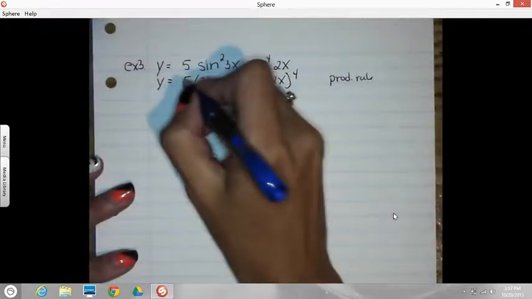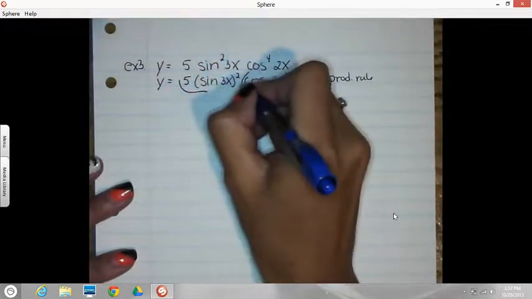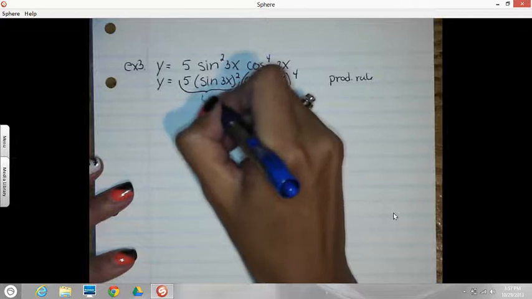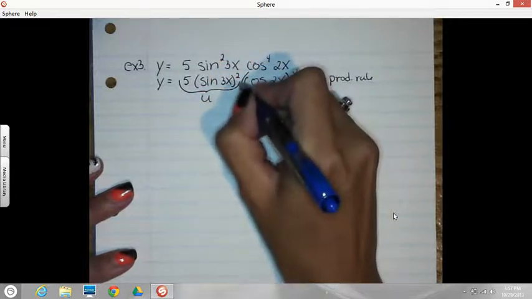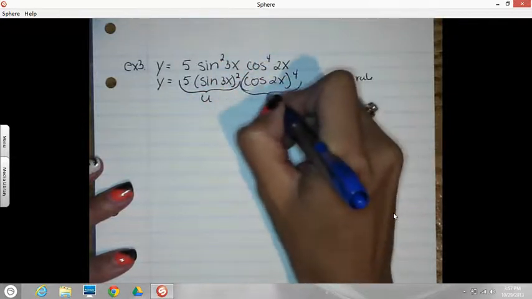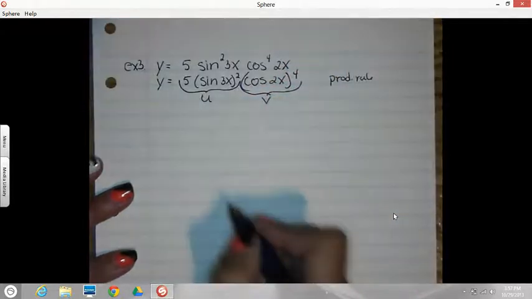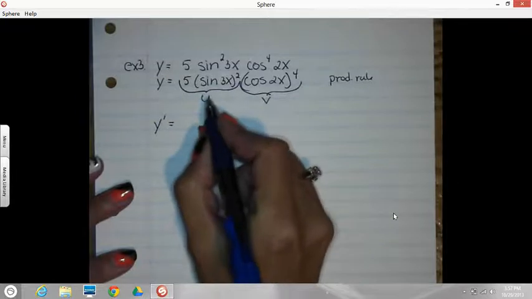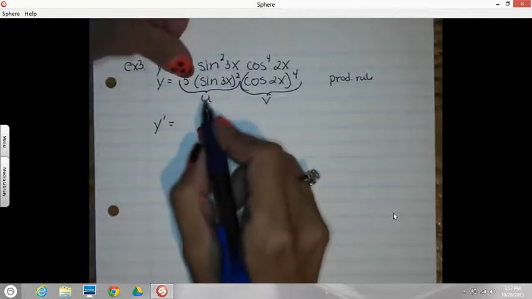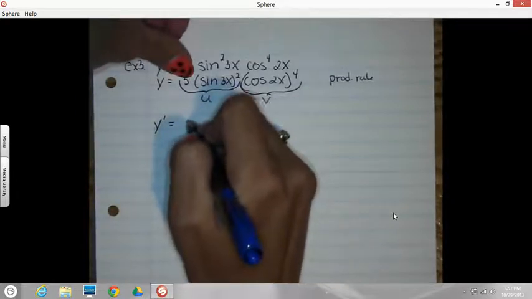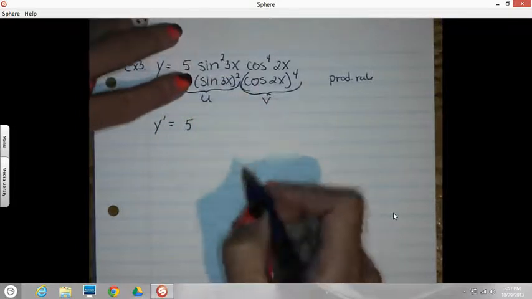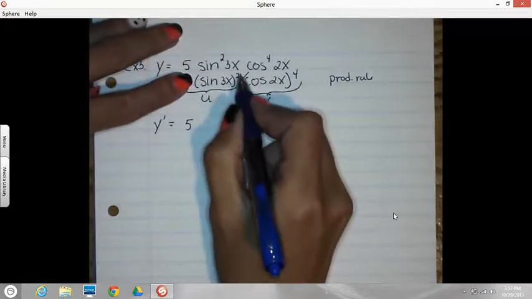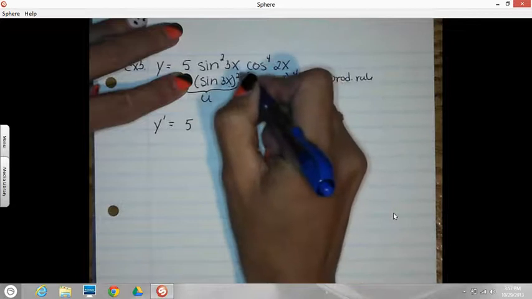I like to think of the 5 as part of the u term. Then I don't have to worry about parentheses. And then here's my v term. So ready for derivative. Product rule says do u prime. So the 5 is a multiplier, so I just carry it along. Now I've got an inside, outside, power rule, or chain rule, with the power being first.